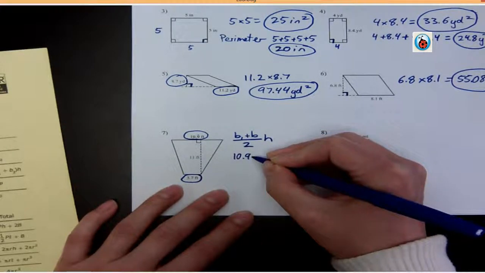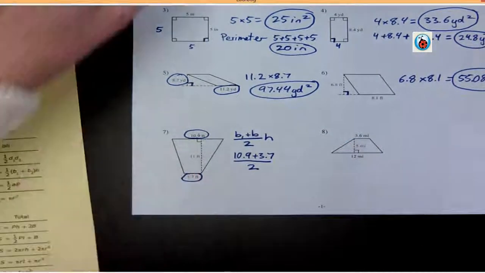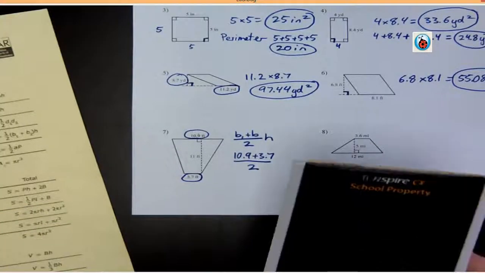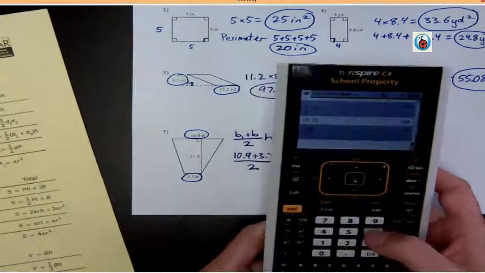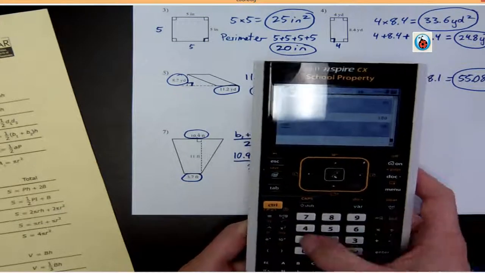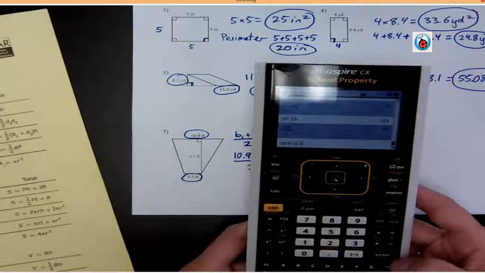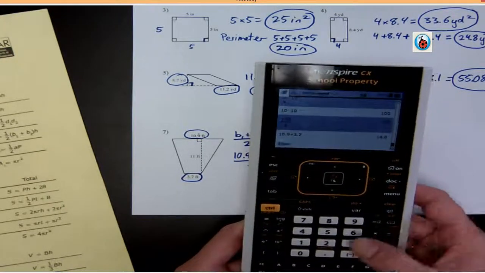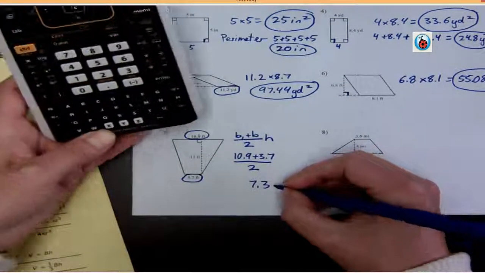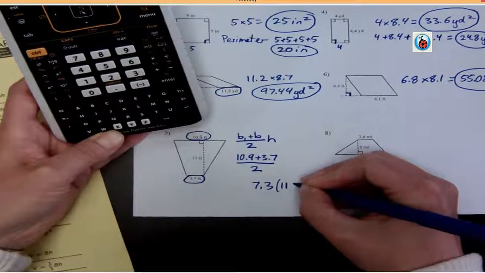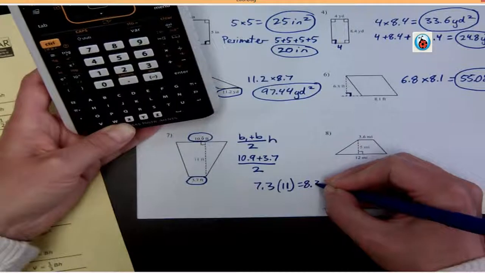And so I add 10.9 plus 3.7 divided by 2. The easiest way in the calculator for me is just to do this as a two-step problem. So I would type in 10.9 plus 3.7, push enter so it totals it for me, divide by 2, and then I get 7.3. Multiply it times the height, which is 11, to get 80.3 feet squared.